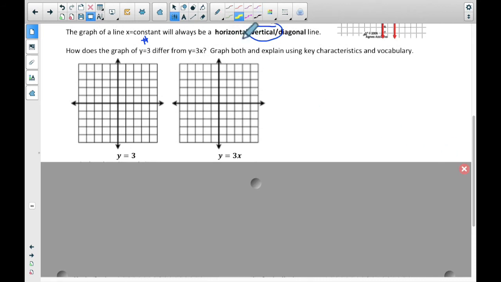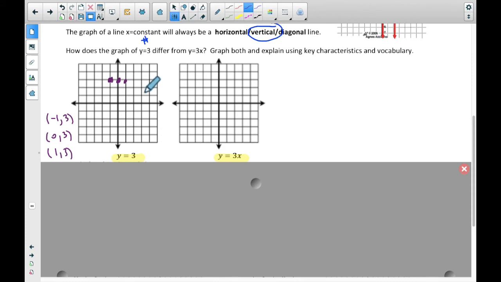Now let's make sure that we're understanding the difference. This is a line of y equals 3. This is a line of y equals 3x. A line of y equals 3 is like what we were just doing a second ago. So if we had a table, for instance, we could say negative 1 has a 3, 0 has a 3, and 1 has a 3.